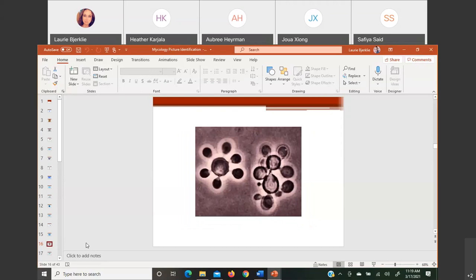Good. So it is Paracoccidioides brasiliensis, again, a dimorphic fungi. And so it's said to have that mariner's wheel appearance. So I say you're sailing to Brazil. Paracoccidioides brasiliensis.